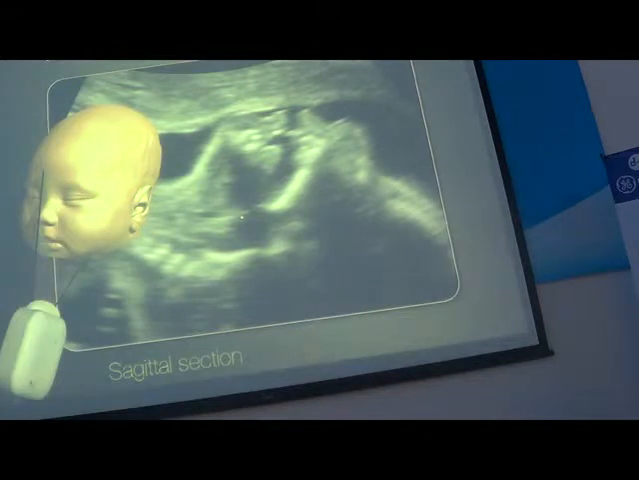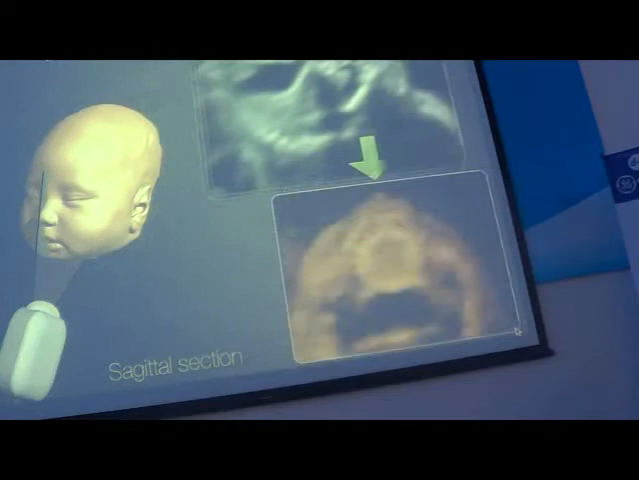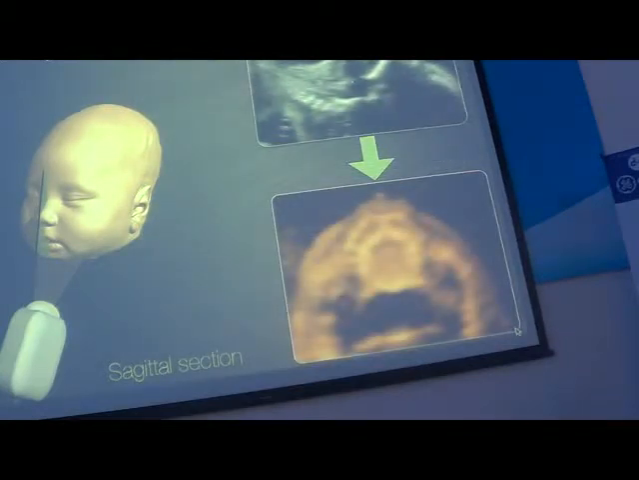That means you have to put the probe in this position, from under the chin pointing upward. But it's quite difficult because you have to move the head of the baby. You can do it in the second trimester, but not in the third trimester.